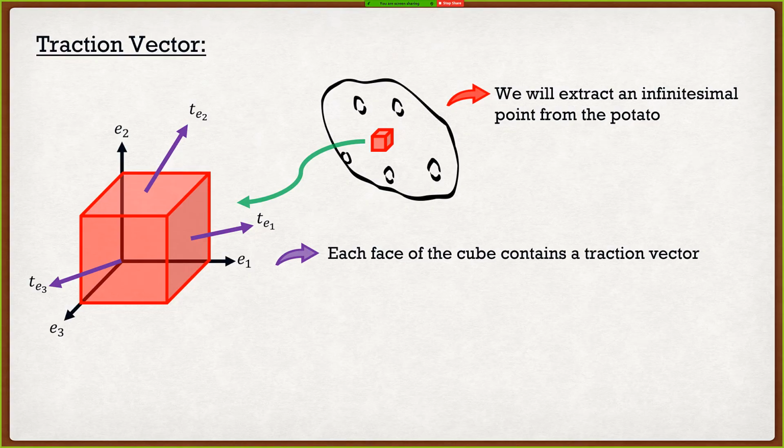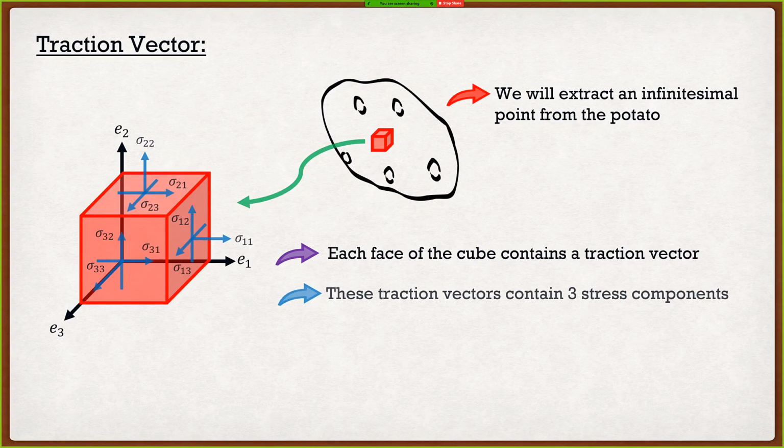Each face of this cube has a traction vector. If I look here, I have T^e1, T^e2, and T^e3, which is basically the stress vector on each face of this cube. Now the goal here is to figure out what exactly this traction vector is. What are these stress components? If I look at this cube, it's looking really good in the sense that each face is perpendicular to one of the basis planes. So instead of T^e1, T^e2, T^e3, I'm going to split it up into components, and the components are going to be aligned with my basis vectors.